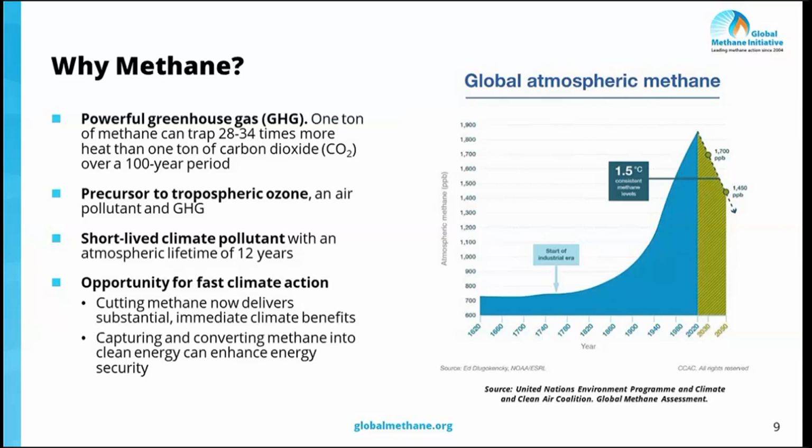US EPA, as a founding member of the Global Methane Initiative, provides a range of in-kind support to develop tools and resources for partner countries in the initiative. Next slide, please.